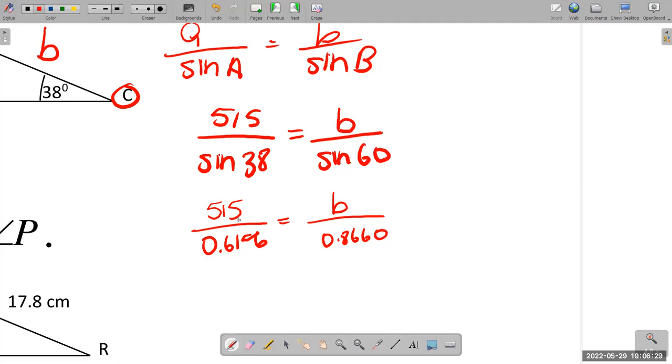Can't I divide these two values? So divide them and tell me what you get. 515 divided by 0.6. What did I just write? What is this supposed to be? You see, you've got to write properly in general. 0.6156. Thank you. So what is our answer when we divide those two things?